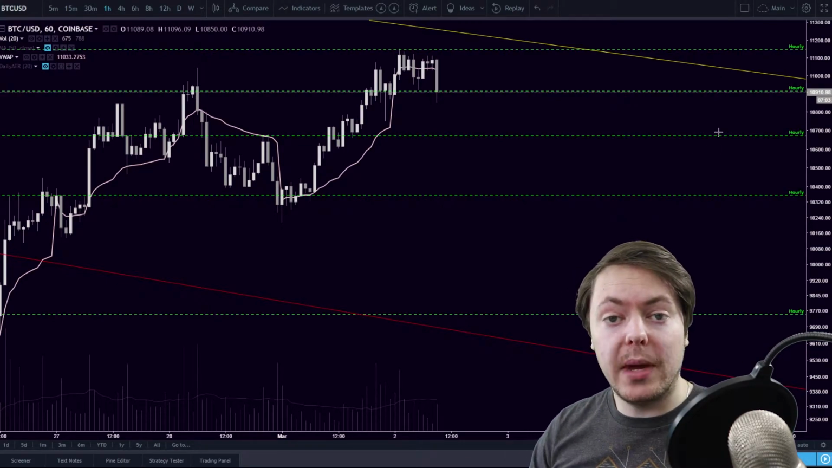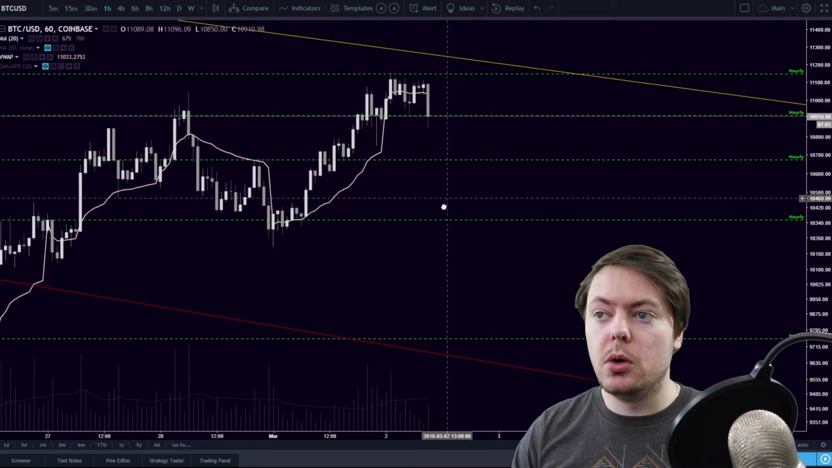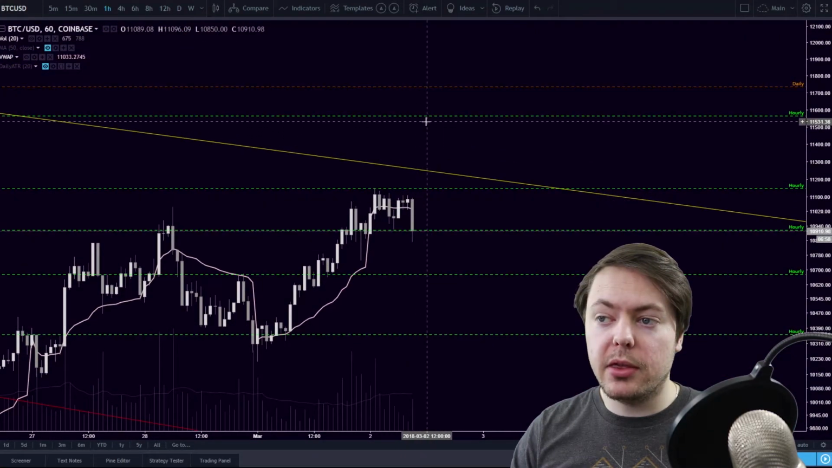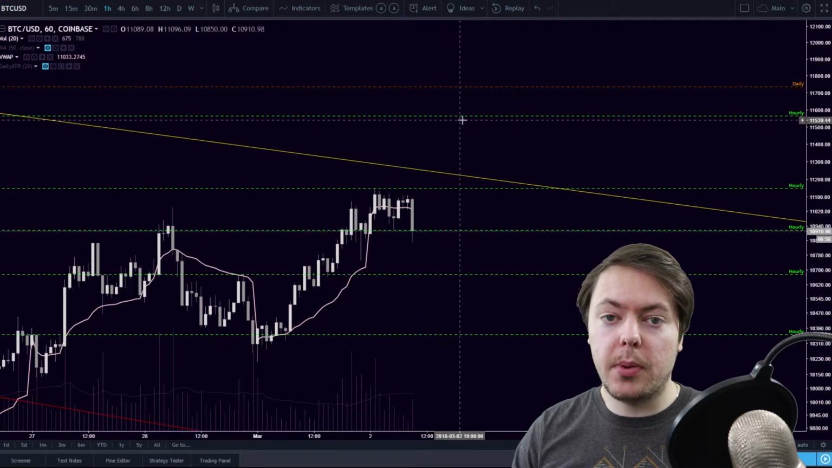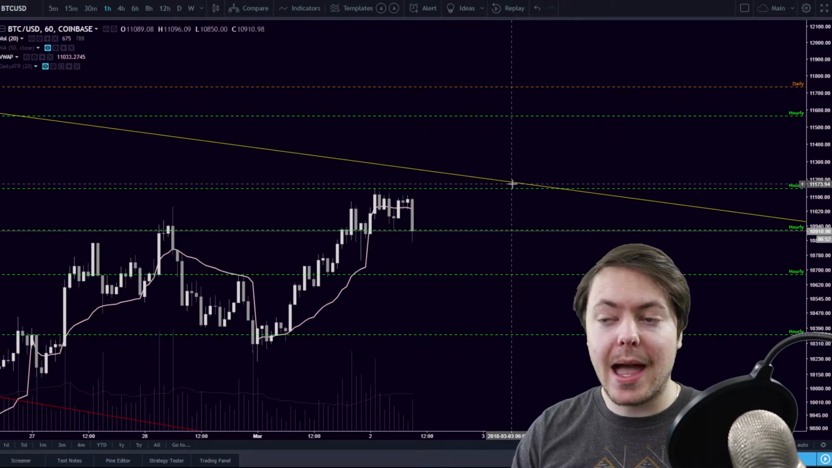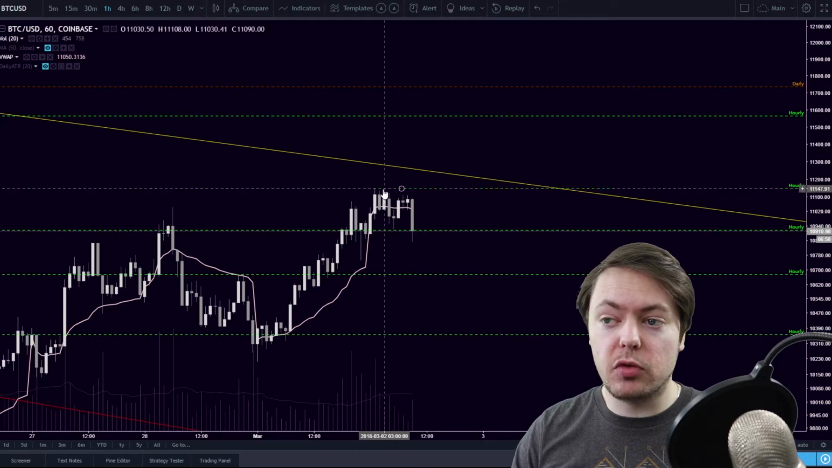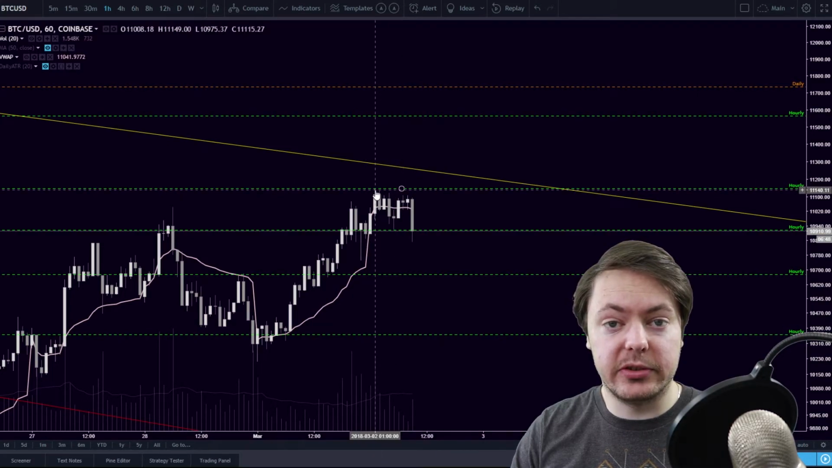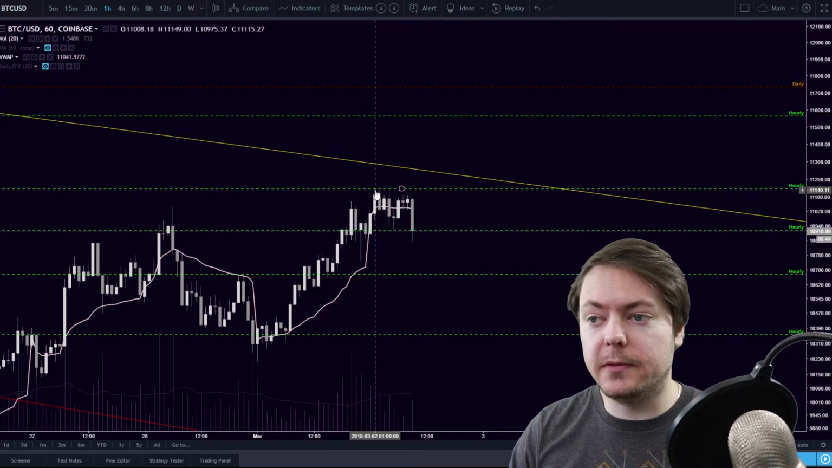But one thing that would make me want to get involved in a trade would be if we can break through and then pop around and retest this trend line from above, as well as seeing a retest of this resistance. That would be perfect. That would be an optimal place for me to get involved in a trade.